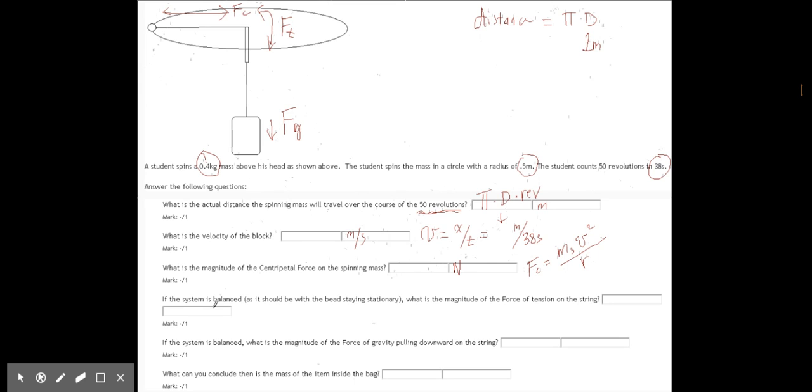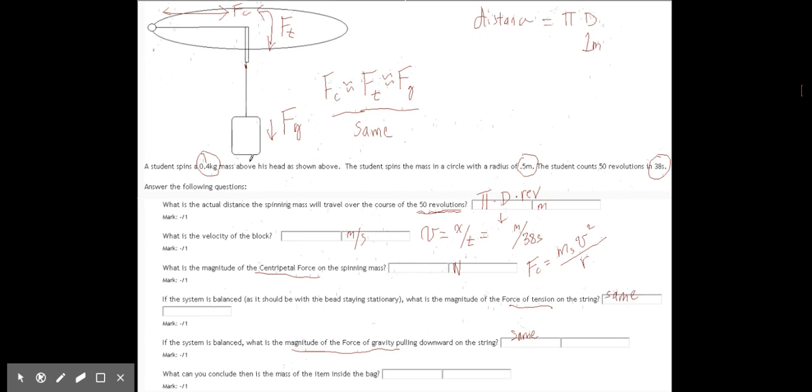Now if the system is balanced, then as we see here, the centripetal force is going to be the same as the force of tension, which will then be the same as the force of gravity, because we're balancing this and we're keeping that bead steady. So this is in static equilibrium, which means it's not moving. It's spinning, but yet it's not moving with respect to up and down. So the magnitude of the force of tension, the magnitude of the centripetal force, and the magnitude of the force of gravity should all be the same. And of course those are all newtons.